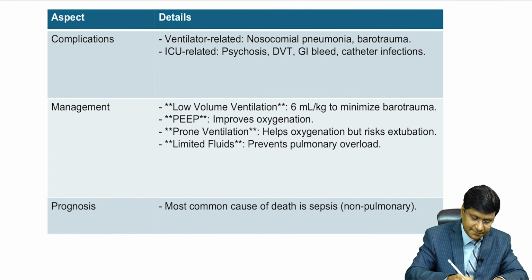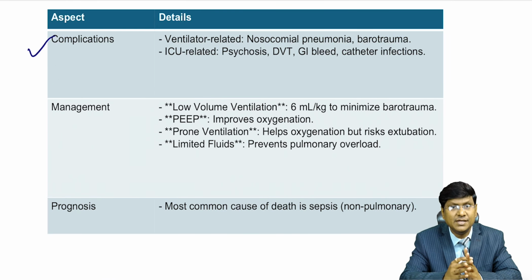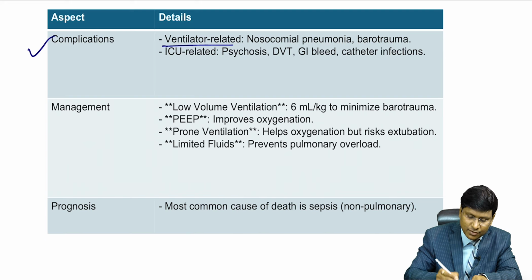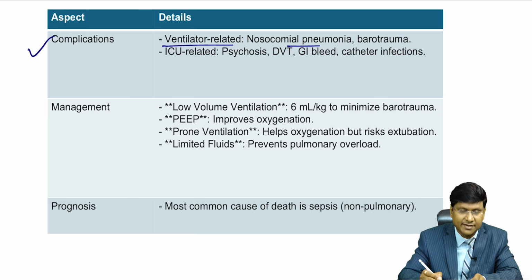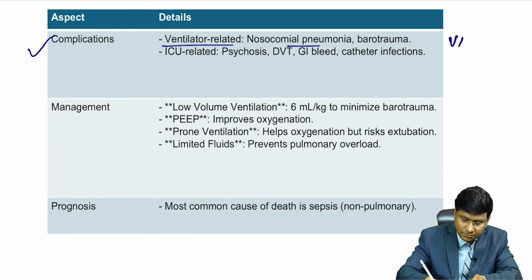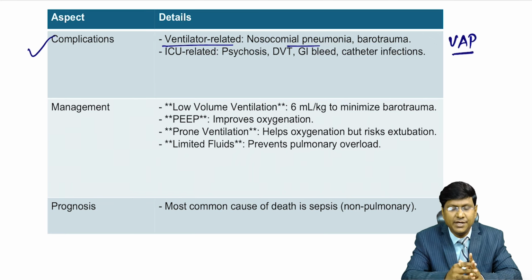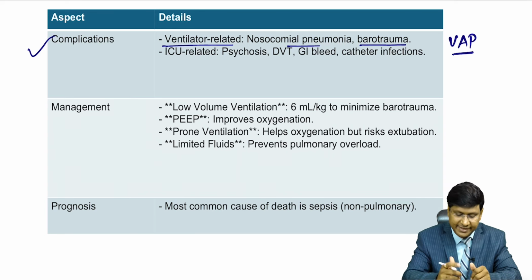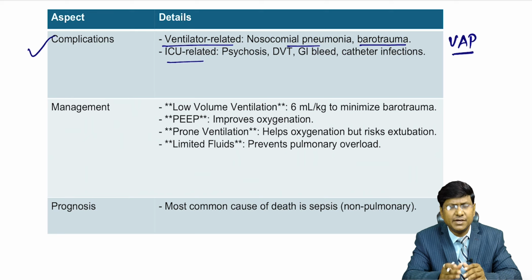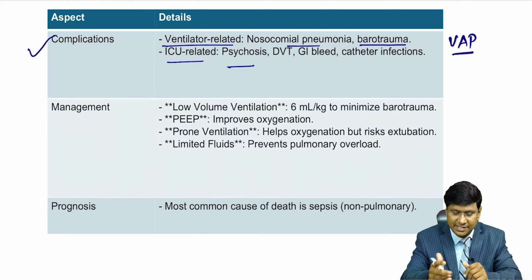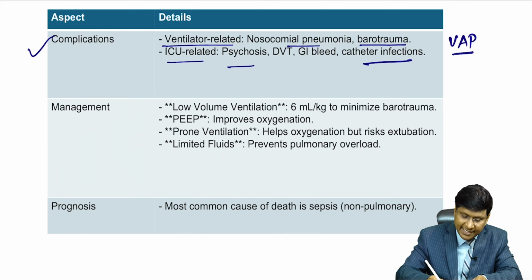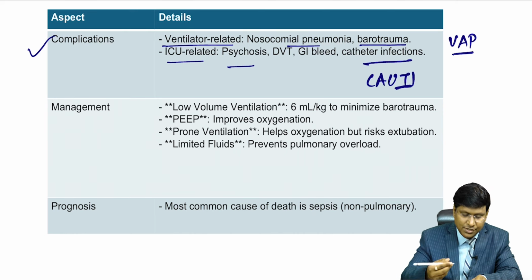Now, the complications in ARDS include, number one, the ventilator related complications: ventilator associated pneumonia, followed by barotrauma. Then the ICU related complications, because these patients require a longer ICU stay, and that can cause psychosis, deep vein thrombosis, gastrointestinal bleeding, and catheter related infections like catheter associated urinary tract infections. So these are the complications.